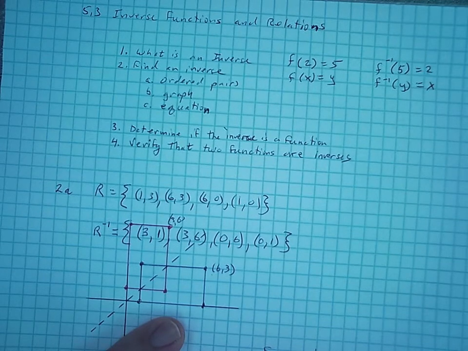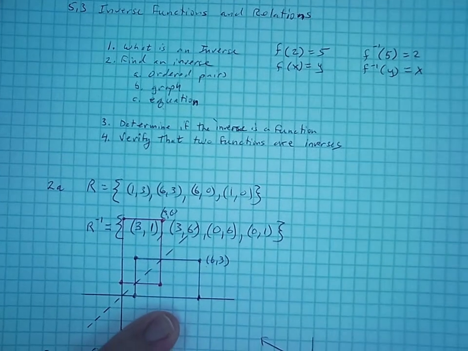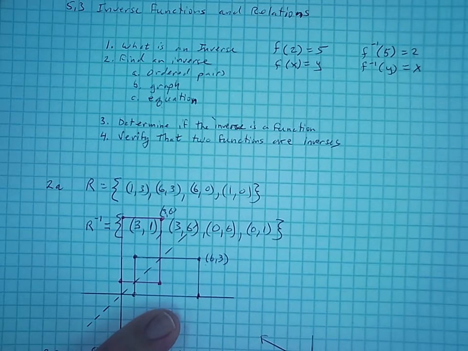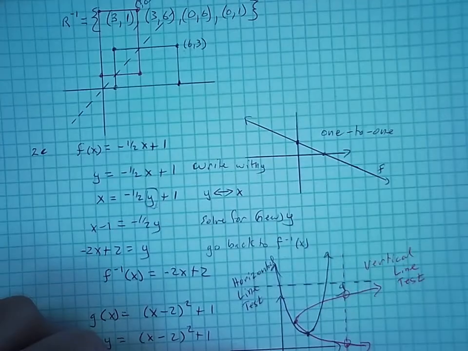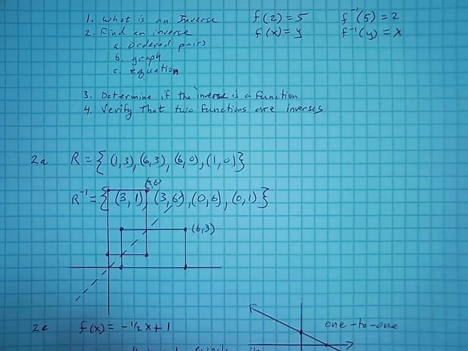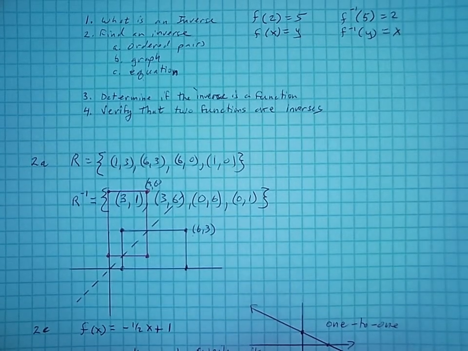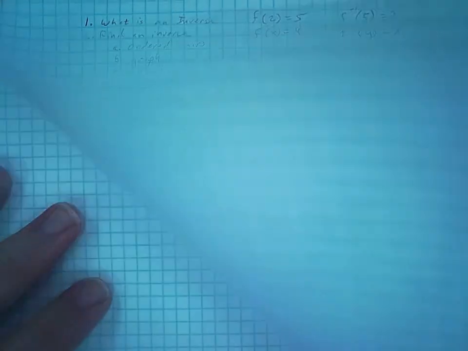So I have done what is an inverse. We found an inverse using ordered pairs. I talked about the graph of the inverse. We found 2 inverses from their equations. And I talked about determining if an inverse is a function. So the only thing left to do is verify that 2 functions are inverses.